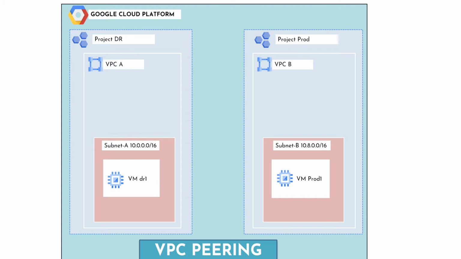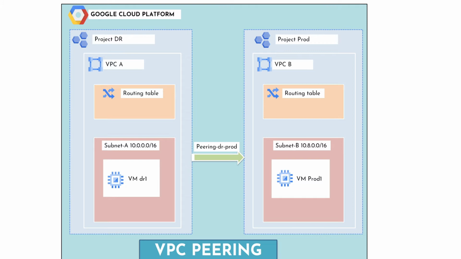From VPC A, you create a connection and enter the project and network you would want to peer with, in this case project prod. You can import and export custom routes and create the peering connection. This connection will be created from DR to prod. At this point, the peering state remains inactive as there is no matching configuration in network B in project prod.